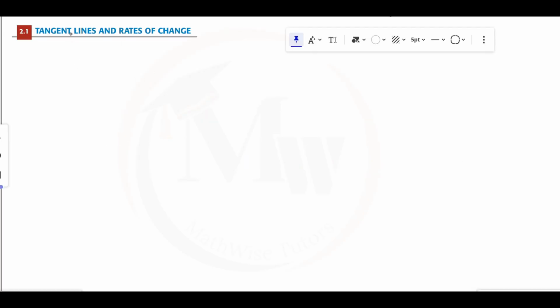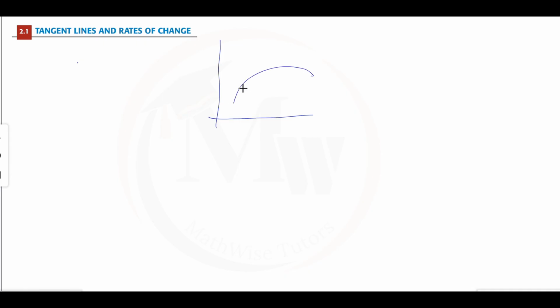So first of all, let's learn what is the tangent line. For this, let me make a graph and the curve. So let's suppose here we have a graph in which the curve looks like this. And if we want to draw a tangent line on this, as you know, the tangent line is a line which passes through only one point of a graph. Now, this is the tangent line.